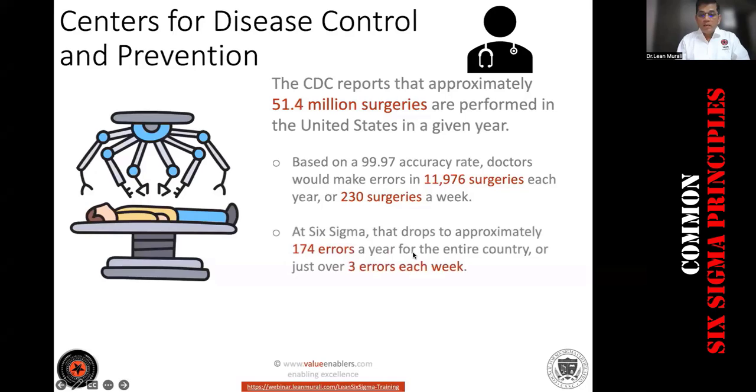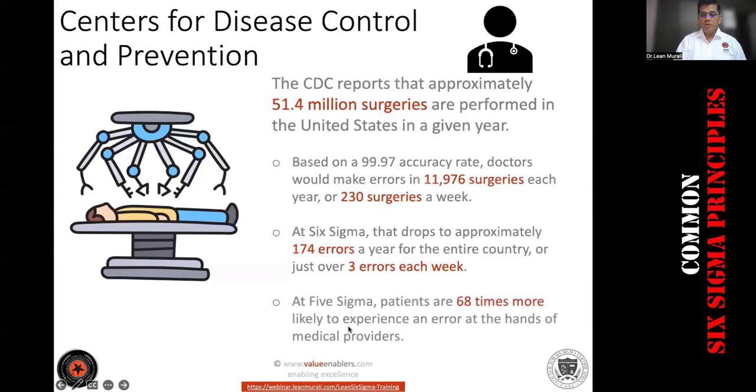So now please understand, I just wanted to show this is Stephen Kai's emoticon that he has put. At 6 Sigma, that drops to approximately 174 errors a year and only 3 errors per week. All of you give a thumbs up if you have understood that with 6 Sigma, your error level drastically drops down. I will give you a graph which indicates how it drops, and calculations on how it is done.